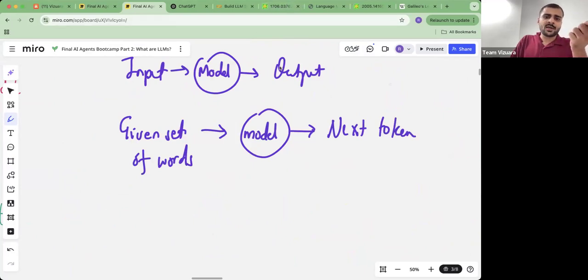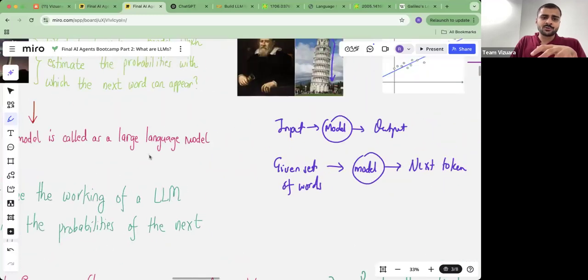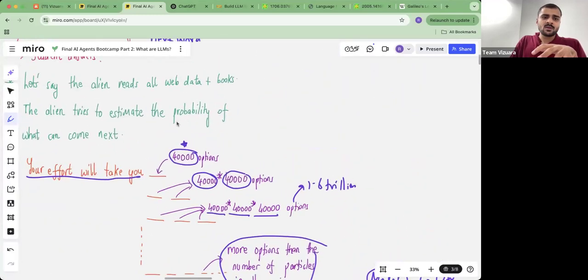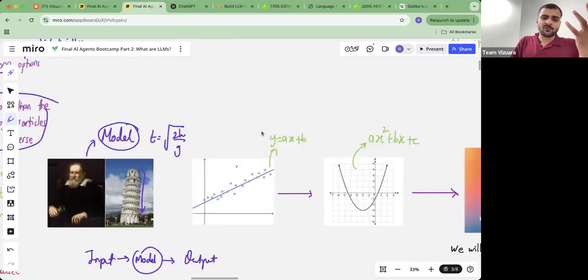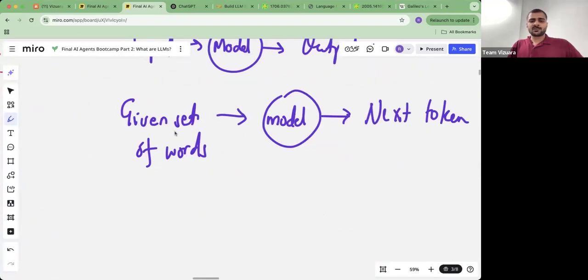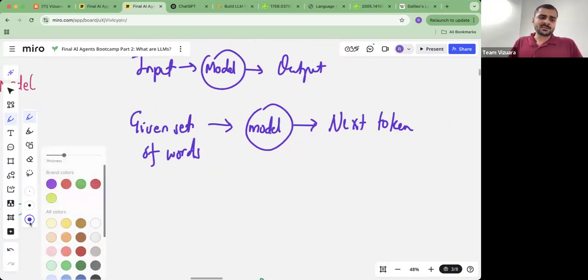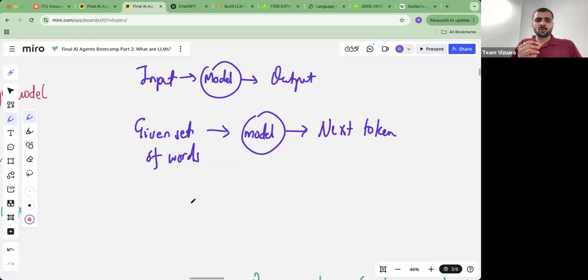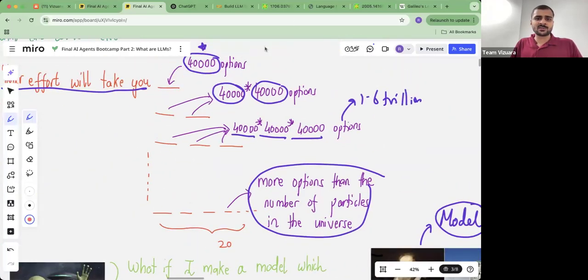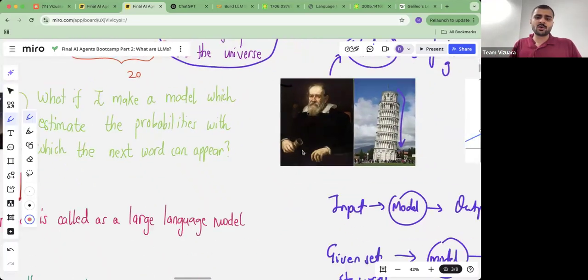So what if we could create a model which accepts a given set of words as an input? This set of words, or any set of words, will be given as an input to the model, and the model's job would be to predict the next token. That is exactly what people tried to do. Since we could not predict the next token by normal thinking, by statistical reasoning, we turn towards models.